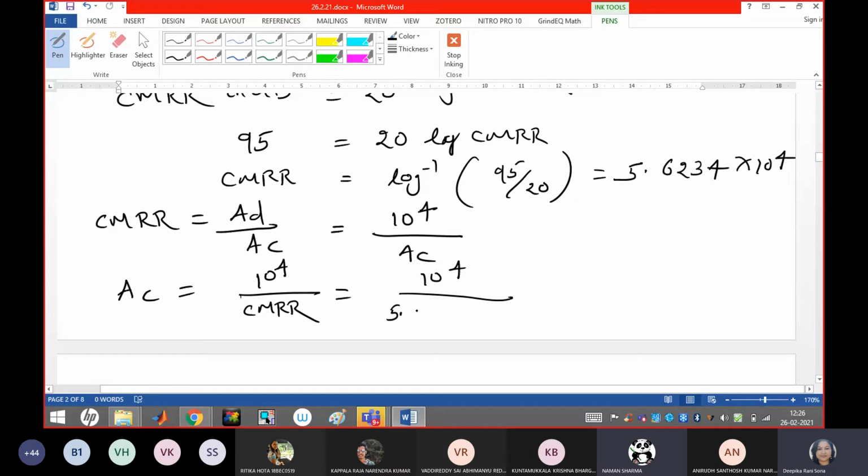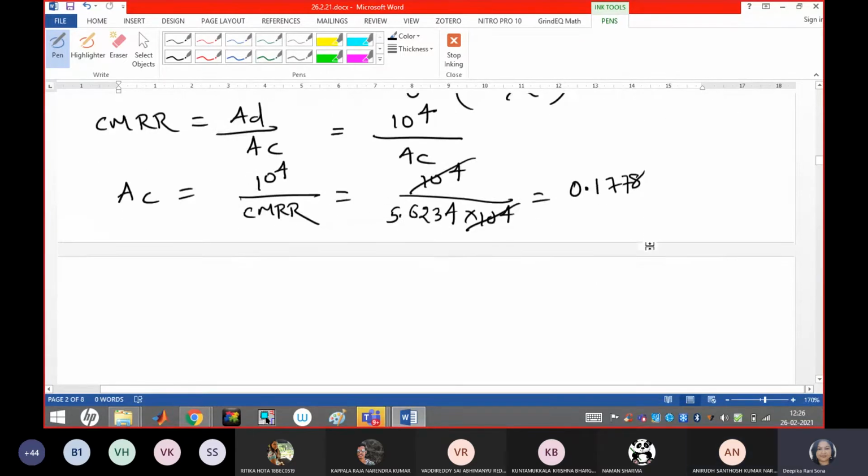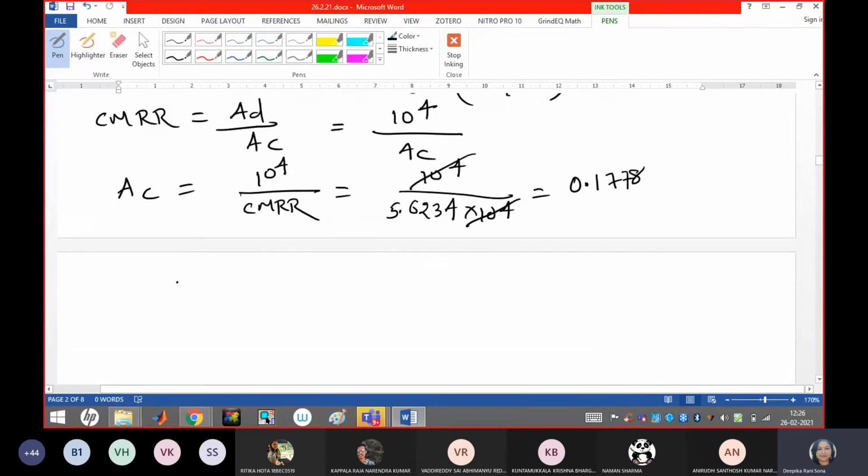Ma'am, 0.178. Yeah, that's why, guys, I asked you to represent both the terms in the 10 to the 4 representation. 5.6234 into 10 to the 4. So if you take 1 by 5.623, the answer will become how much? 0.178 or 0.1778? Okay, you have to round up. It's 0.1779, so 0.177 will come. Last digit is 8 or 9, you just check it.